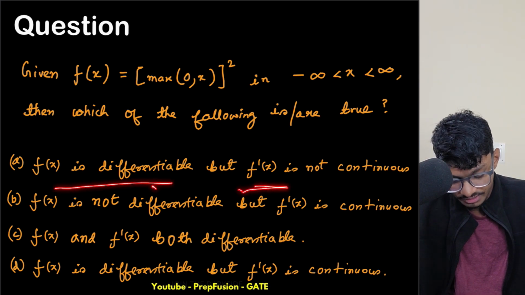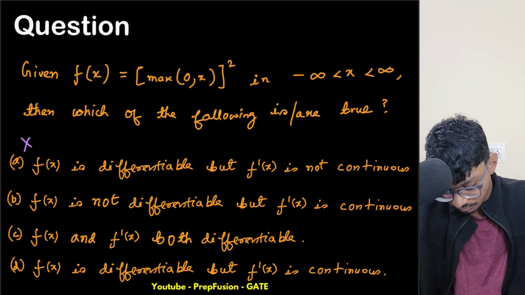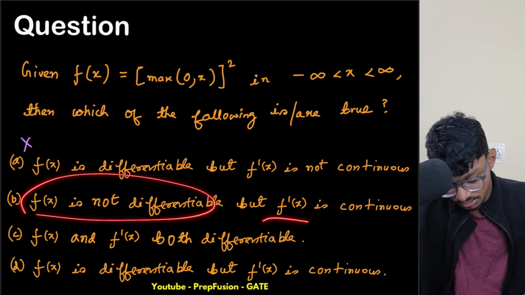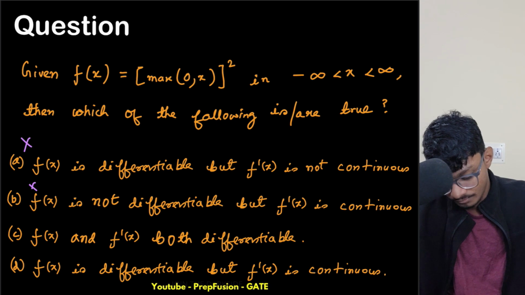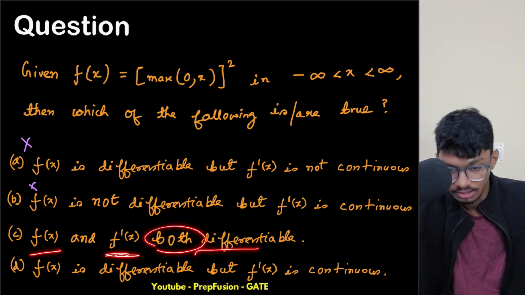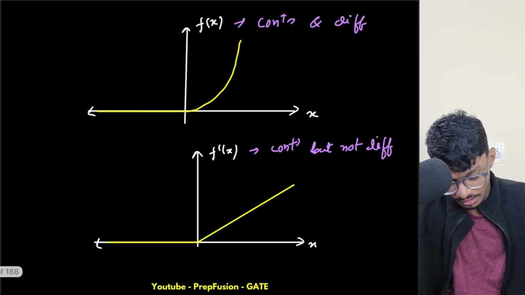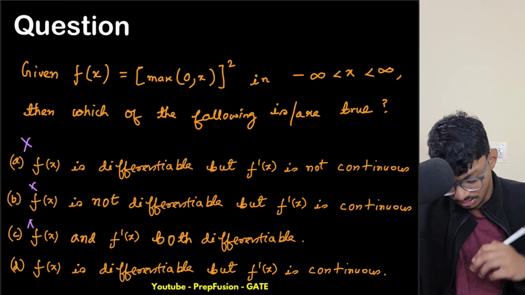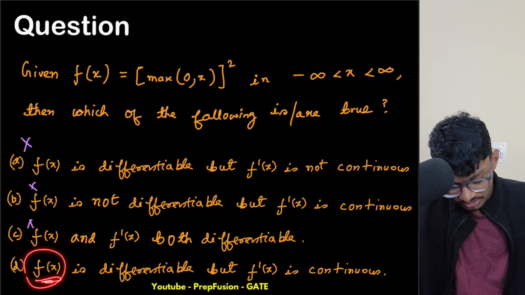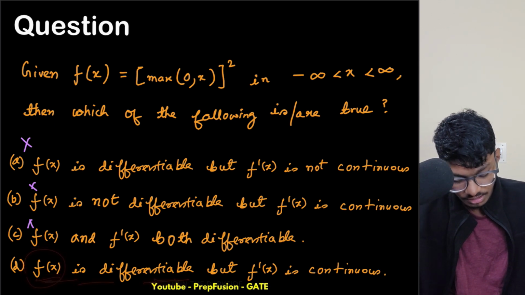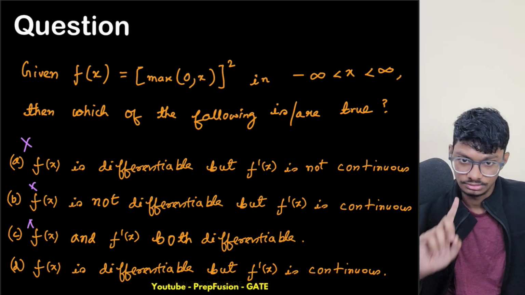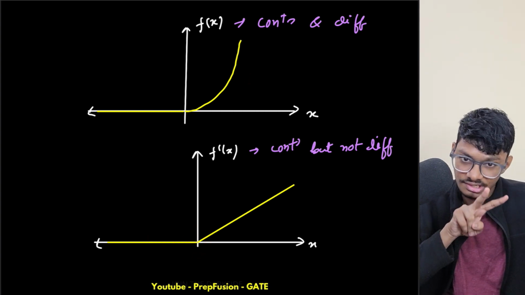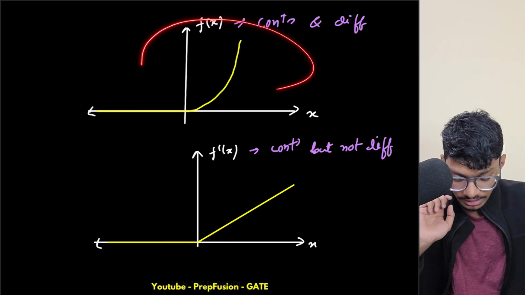So you can see f of x is differentiable, yes, it is differentiable. f dash of x is not continuous? No, it is continuous. So this statement is wrong. f of x is not differentiable, but f dash of x is continuous. Again, this is wrong because f of x is differentiable. f of x and f dash of x both differentiable. Is this true? No. f of x is differentiable but f dash of x is not. I just told you, right? There is a sharp change in the slope. Sorry, f of x is differentiable but f dash of x is continuous. Yes, this is true. f dash of x is continuous because here there isn't any sudden jump. This value isn't suddenly changing. It is continuous, and f of x is differentiable.